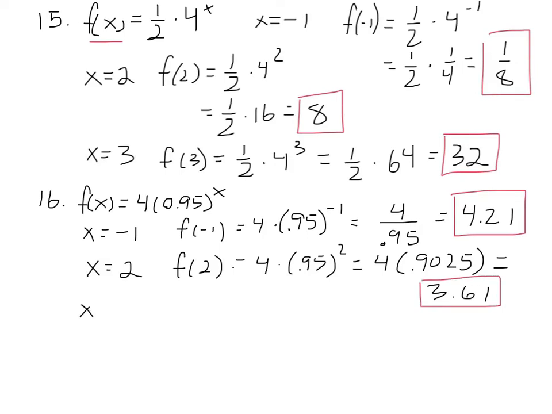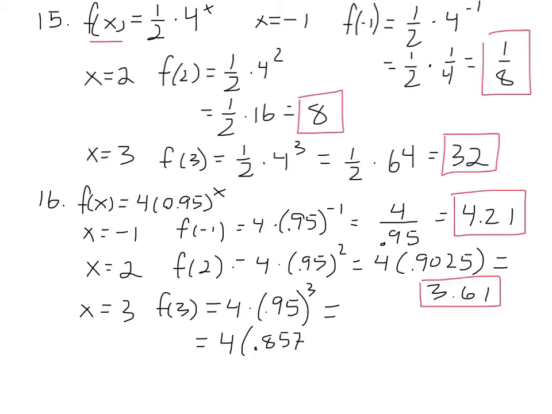And the last one, x is 3, so f of 3 will equal 4 times 0.95 cubed. We cube just 0.95, and we get 0.857, so 4 times 0.857. In your calculator there are some more decimals, and you would just leave them and multiply that answer by 4, so you don't round off until you get your final answer. In this case, it becomes 3.43.